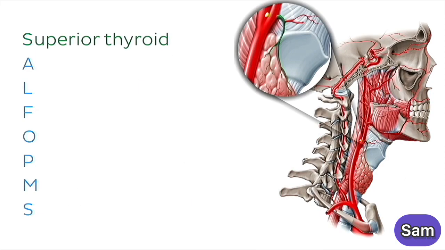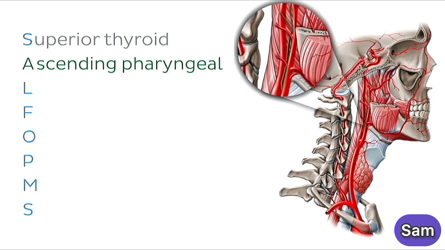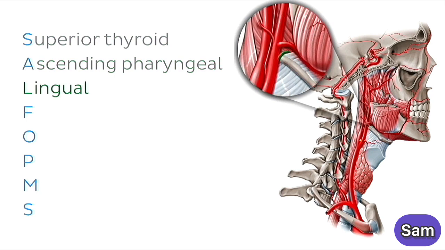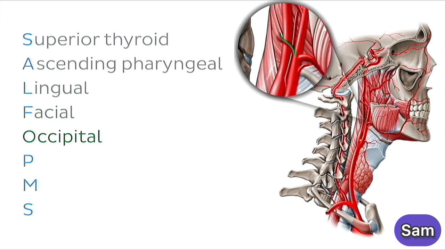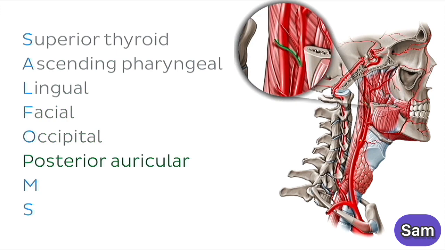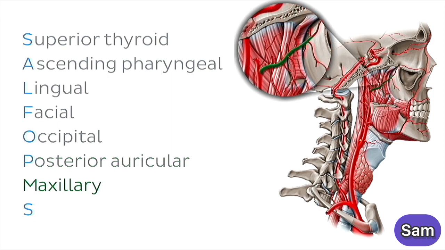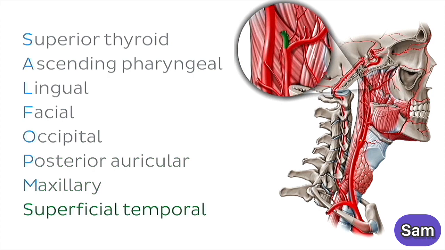S for superior thyroid artery, A for ascending pharyngeal artery, L for lingual artery, F for facial artery, O for occipital artery, P for posterior auricular artery, M for maxillary artery, and S for superficial temporal artery.